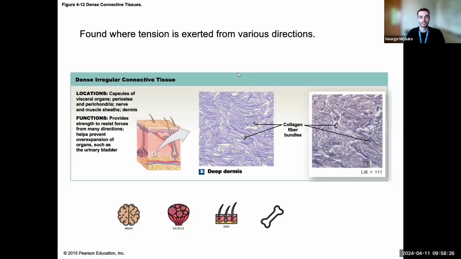And then we have dense, irregular connective tissue. So this is found in between a lot of organs where tension is going to be exerted in various directions. So we have collagen in these fiber bundles instead of in those parallel networks so that it can resist tension in multiple directions.